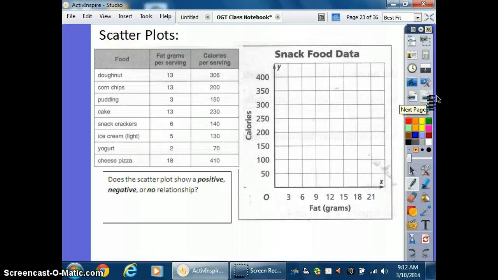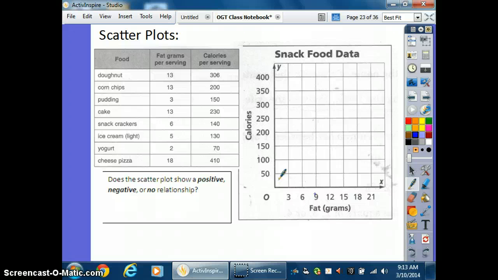A scatter plot. This is not a line graph. You want to just plot the points. So this is talking about fat grams and calories. You might be asked to set up a graph. And so fat grams for our x-axis, calories for our y. You'd have a grid, and then you would space them out and plot the points.